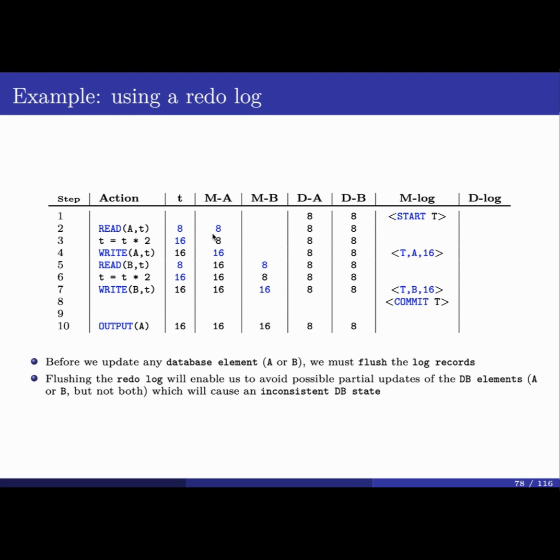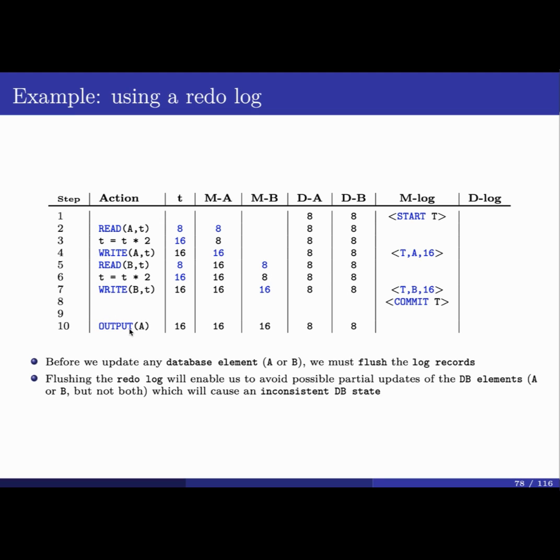So here, for example, assume that we have this transaction start and modify the database elements A and B. Note that this is the redo log that I'm keeping, the new value of A and the new value of B. Okay. Did I change anything in the disk? No. Everything is changed in the main memory, in the transaction buffer.